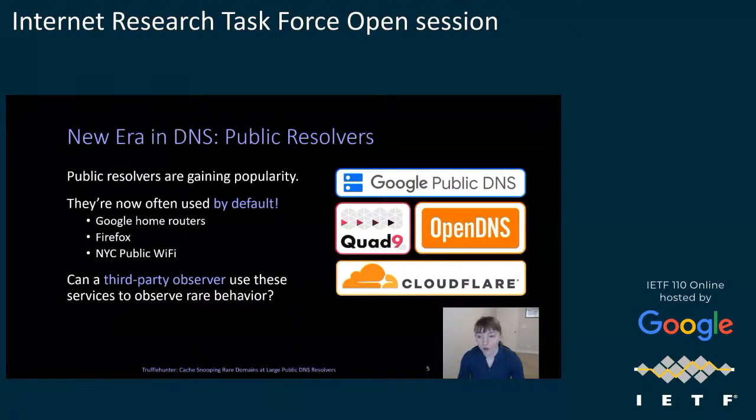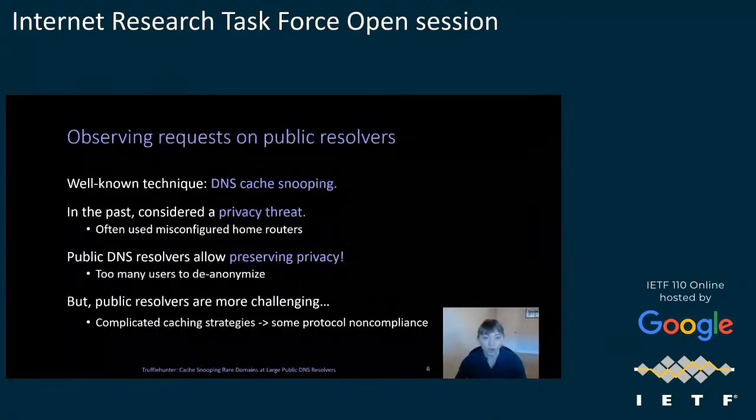So, of course, we are not Google, we are not Quad 9, we are not Cloudflare, but can we, as third-party observers, still use these services to observe the kind of rare behavior we want to study? Well, of course, the answer is yes. There is a well-known technique that's been around since at least 2004 called DNS cache snooping. But in the past, it's been presented as an attack, and it's considered a privacy threat, and for good reason.